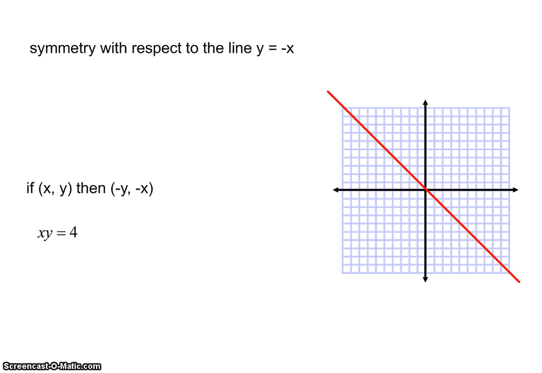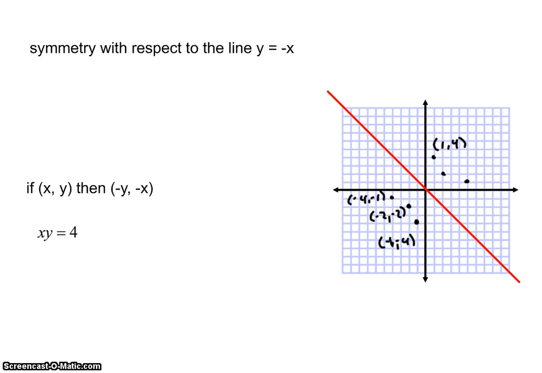Same idea. Negative 1 is my slope. Y-intercept is 0. Okay, I'm going to go to these points again I've been using. 1, 4, 2, 2, 4, 1. Okay, over here we had points at negative 1, negative 4. Okay. Over here we had negative 2, negative 2, and we had negative 4, negative 1. Okay.